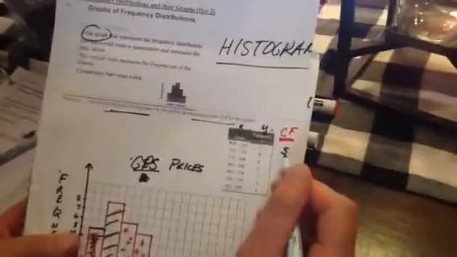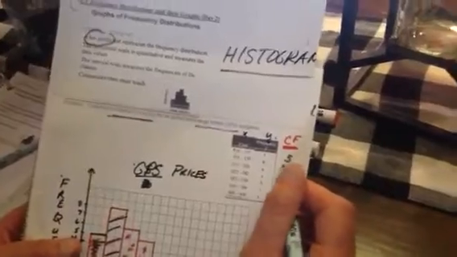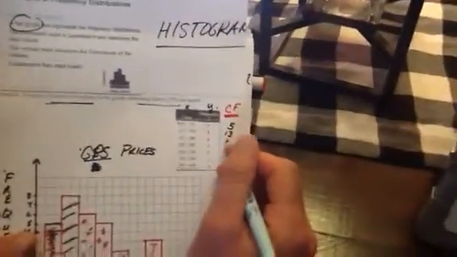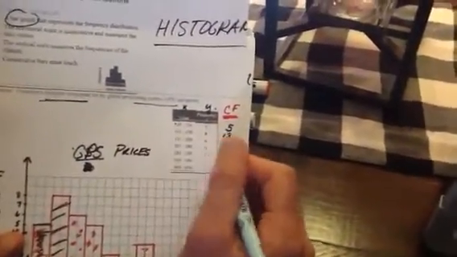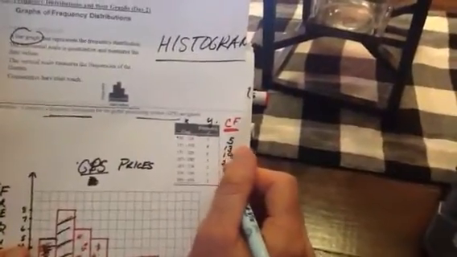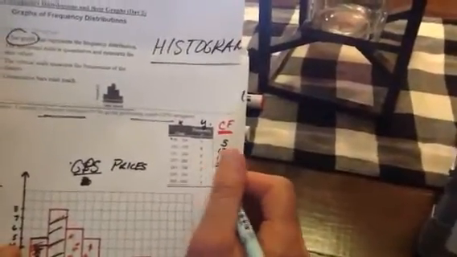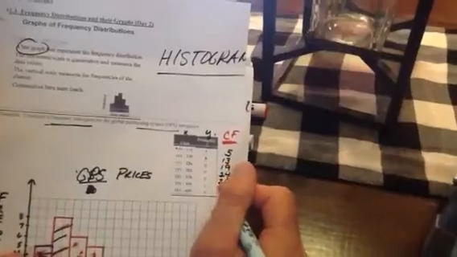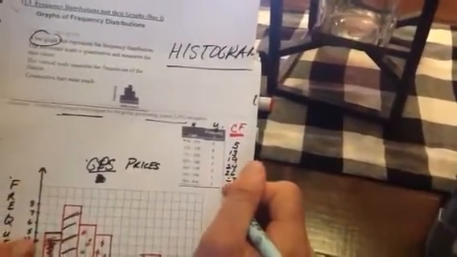If I were to make a CF, cumulative frequency column, it starts with what? 5. Sam, do you remember what we did? 5 plus 8 is 13. 13 plus 6 is 19. 19 plus 5 is 24. 24 plus 2 is 26. Then 30. Nice. So there's our cumulative frequency column.